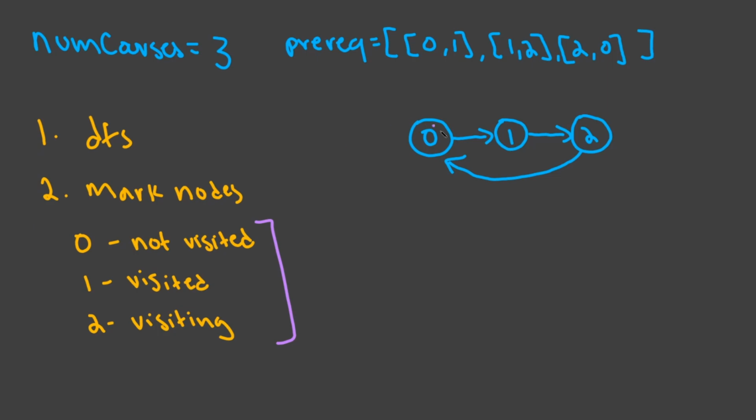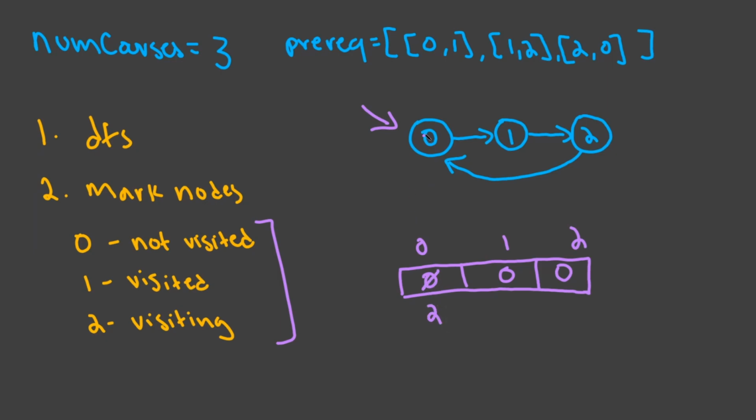So for example, if we're starting out and we haven't visited any nodes, they're all going to be initialized to 0. So what we're going to do is have an array for each node. So we're going to have an array for 0, 1, and 2. And this array is initially all zeros. So let's say we start at node 0 here. Well, currently 0 is not visited, so we can mark it as visiting for now. And then we go to its neighbors.